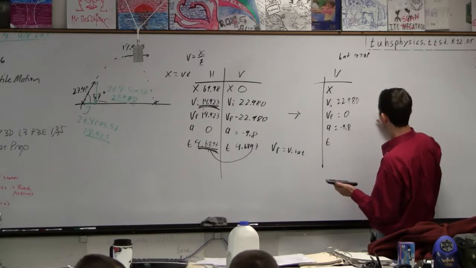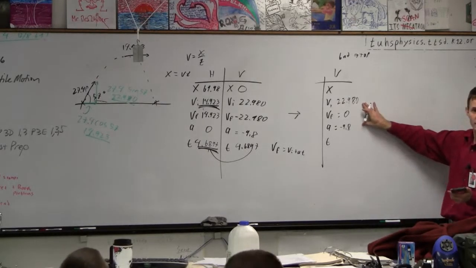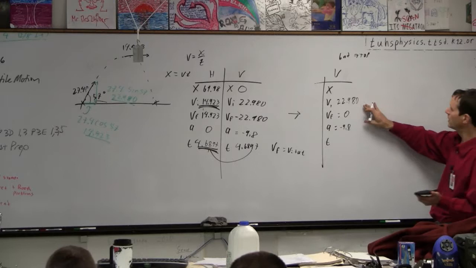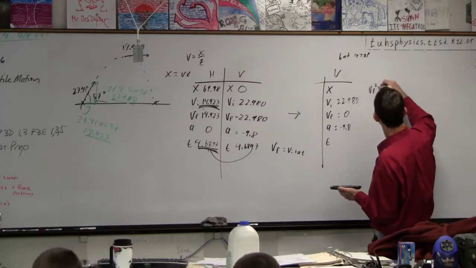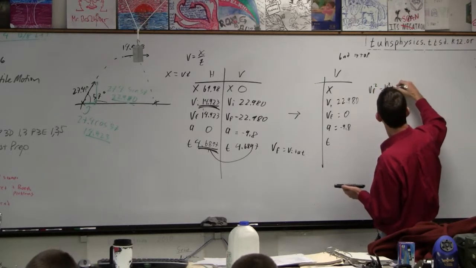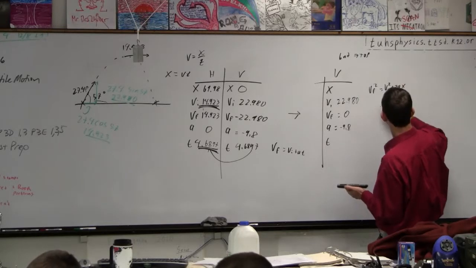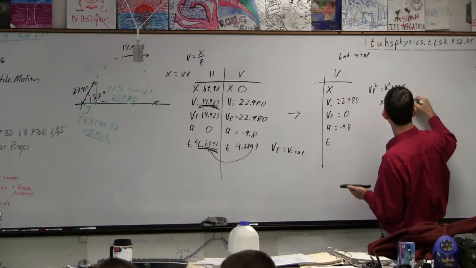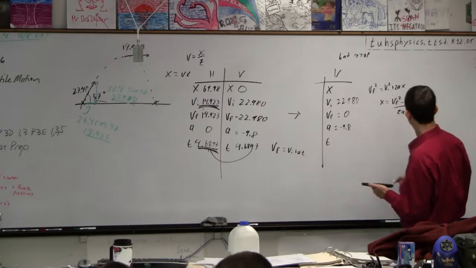And then what's your favorite one for finding x? I would use no t. Do we have a no t? Heck, no, we don't. Yeah, we got a Vf squared is vi squared. Yeah? So therefore x is going to be vf squared minus vi squared over 2a. Is that what it is?